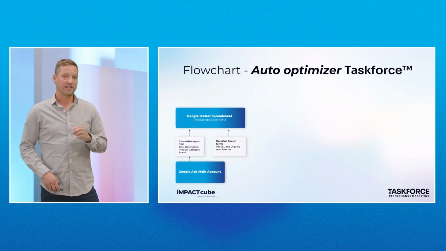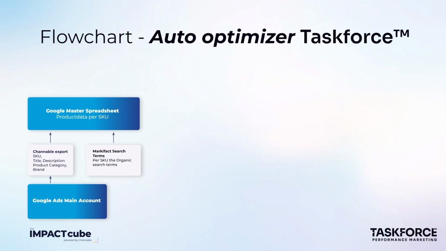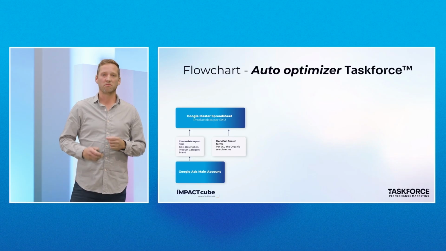We started by pulling data from an existing product feed that is connected to our main Google Ads account. We export all the relevant attributes from the product feed into our master spreadsheet. Then we bring in data from Markeffect. This software allows us to gather organic search term data and relate it back to the specific products based on their landing pages. At SKU level, we bundle all of this information together in one master spreadsheet.